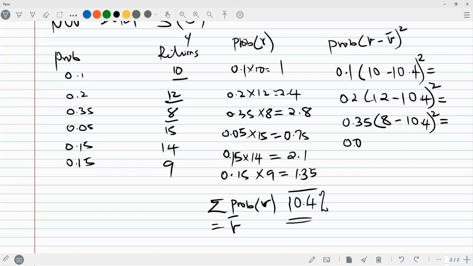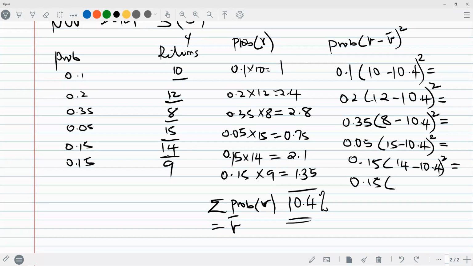The next is 0.05. The return is 15 minus 10.4 squared. Then you have 0.15, the return is 14, so 14 minus 10.4 squared. Then the next is 0.15, the return there is 9, so 9 minus 10.4 squared.